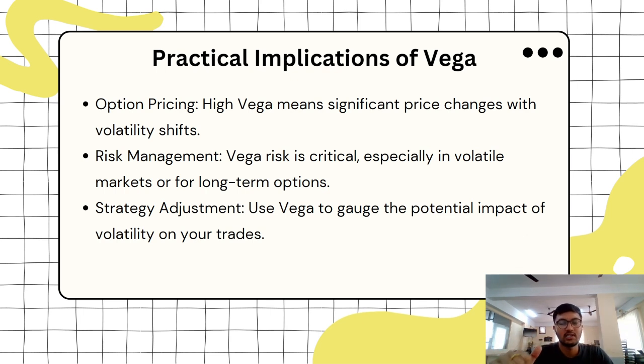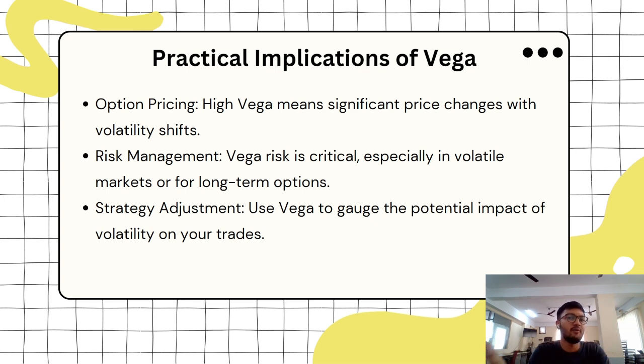High Vega means significant price changes with volatility shifts. So your at the money contract has the highest Vega, which means if the market goes in a direction, there's a possibility of you making a lot of money. But in the money contracts will make more money because they have more delta as well. But the gamma, Vega, and theta will not be in favor of the at the money contract, but delta, as they're having weightage.